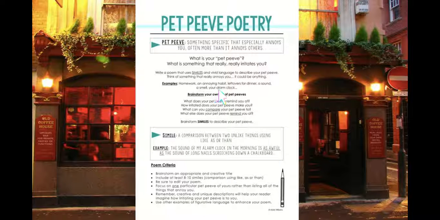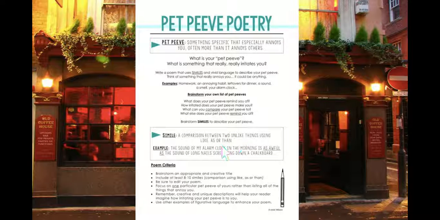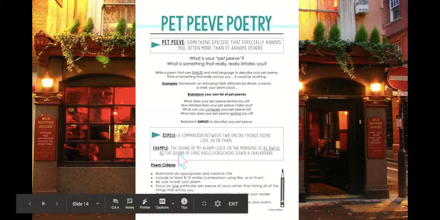You'll have a page where you'll brainstorm a list of things that are your pet peeves that really annoy you. And then you will come up with similes. And then remember that a simile is a comparison between two unlike things using like or as. Here's the example. The sound of my alarm clock in the morning is as awful as the sound of long nails screeching down a chalkboard.